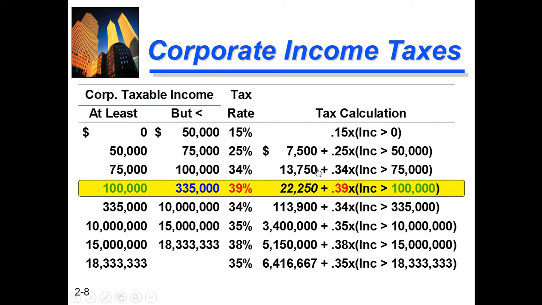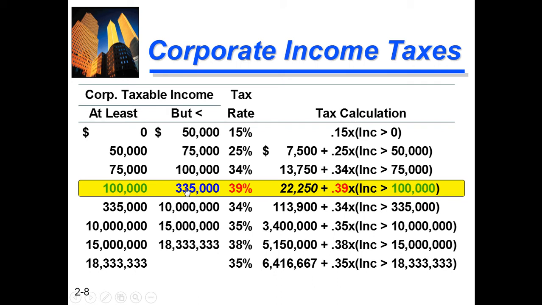So it becomes 13,750. And for 1 lakh, from 75,000, it becomes 13,750 plus the increase of 25,000, the marginal 25,000, which is charged at 34%. It means 13,750 is the old tax, plus the new tax at 34%, which is 0.34. Then it becomes 22,250.